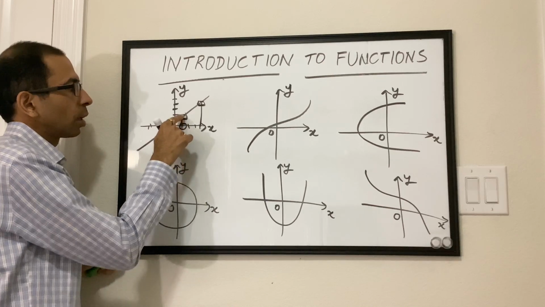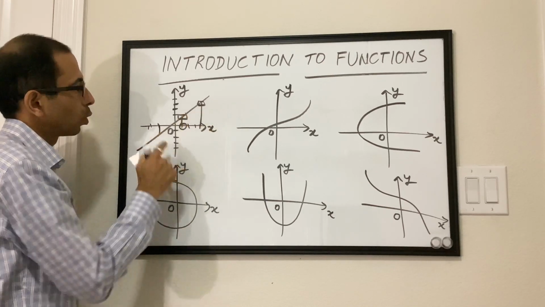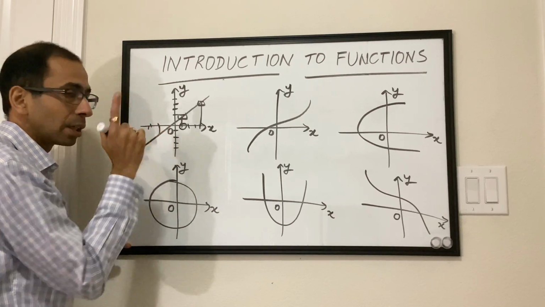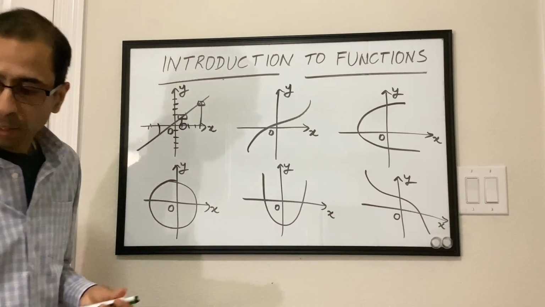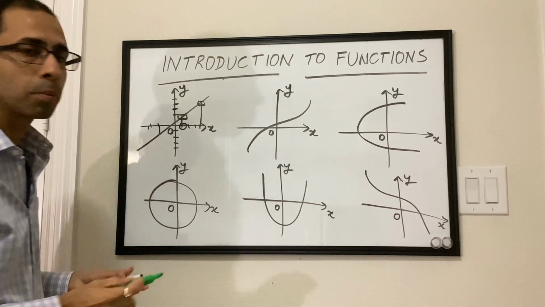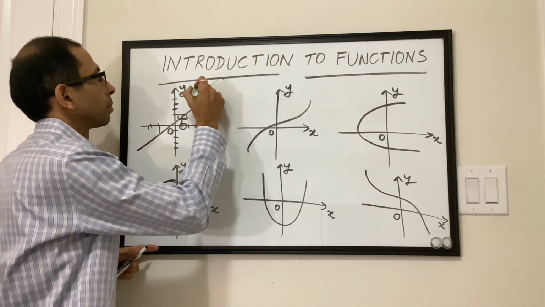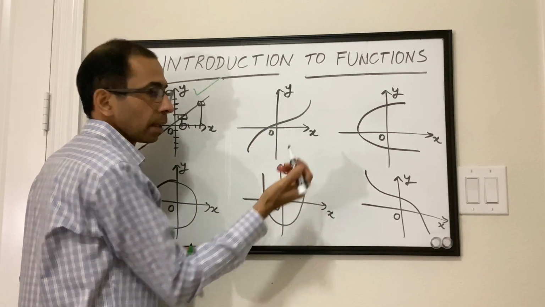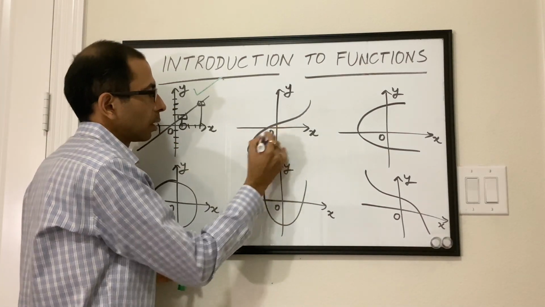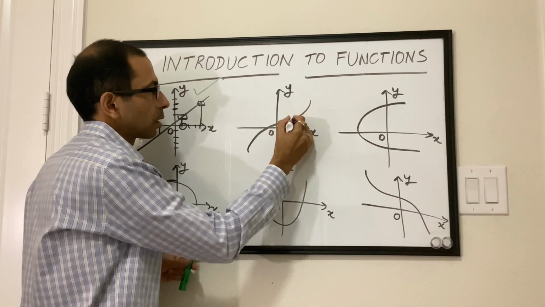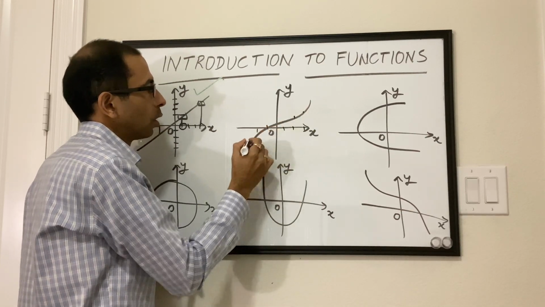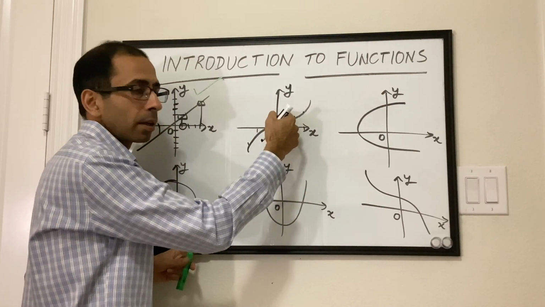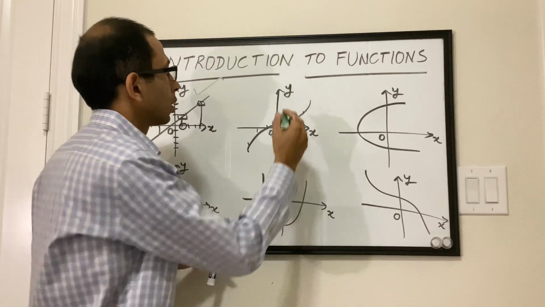For this value of x, you have y, for this value of x, you have y, and so on and so forth. So for every unique value of x, there is only one unique value of y, and hence this relationship qualifies to be a function. Let's look at this relationship now. Again, similar to this one, when x is this, y is this, and so on. So for every unique value of x, you have a corresponding unique value of y, correct? So this also qualifies to be a function.